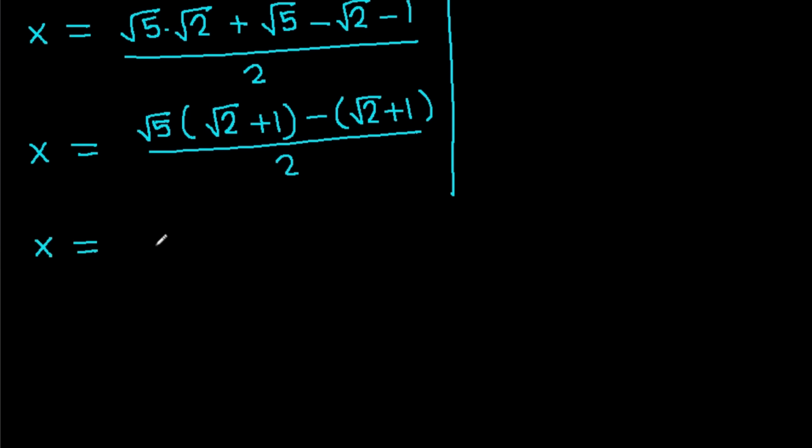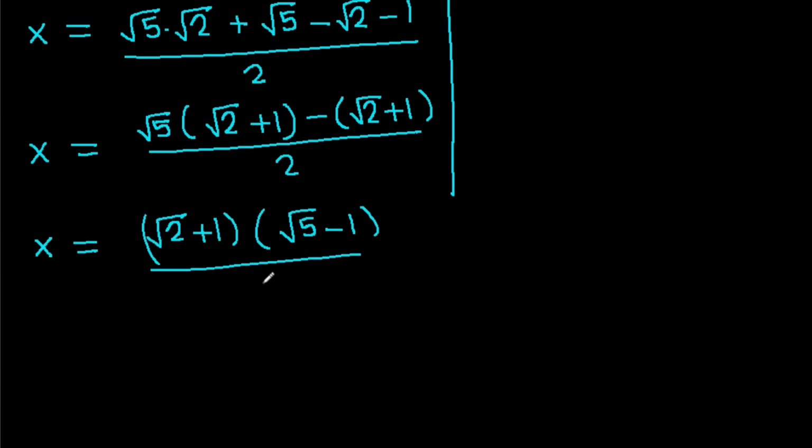And x is equal to, we can take (√2 + 1) common, and it will be (√5 − 1) by 2.